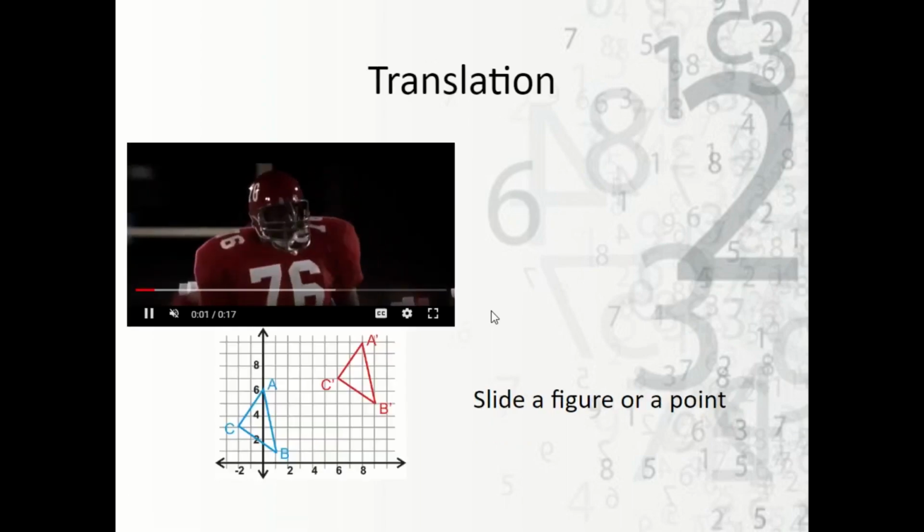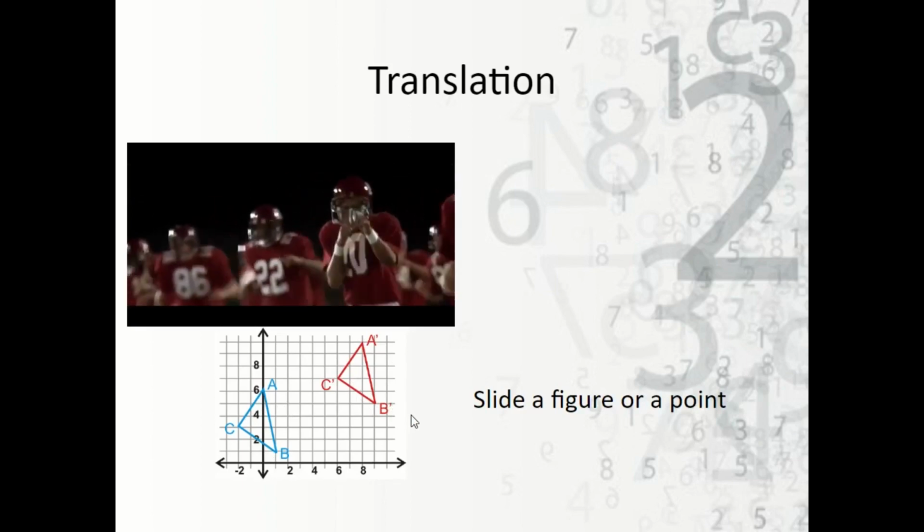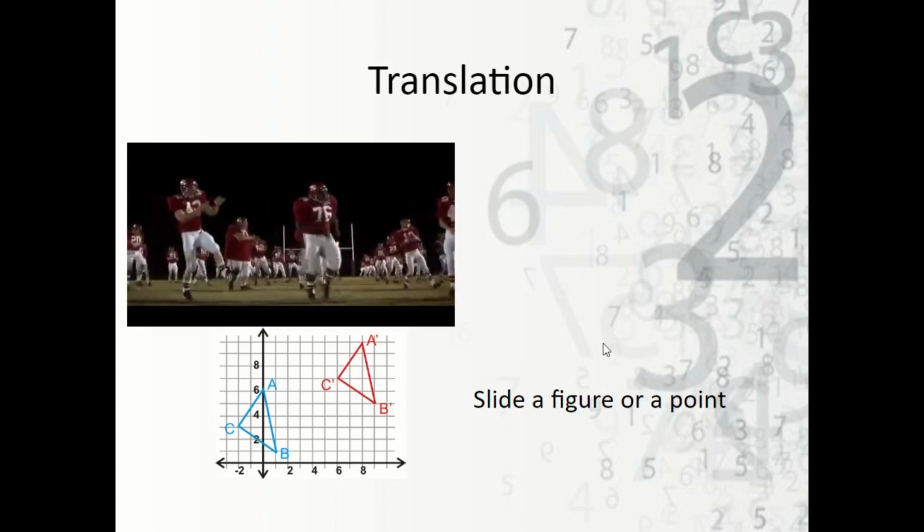Translation is a slide movement. So we have a triangle here and we slide it over and to the right and it becomes this one. Kind of like the players on Remember the Titans here that are sliding and moving around.